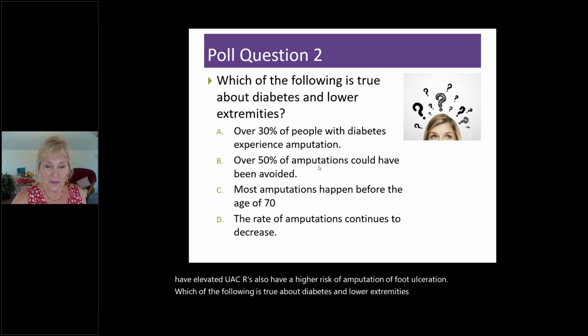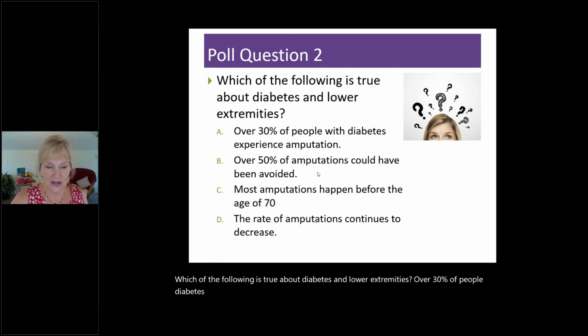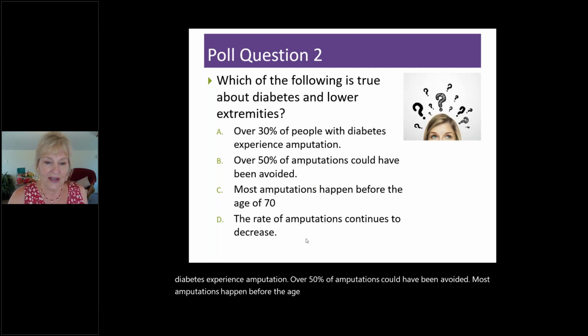Which of the following is true about diabetes and lower extremities? A: Over 30% of people with diabetes experience amputation. B: Over 50% of amputations could have been avoided. C: Most amputations happen before the age of 70. D: The rate of amputations continues to decrease.